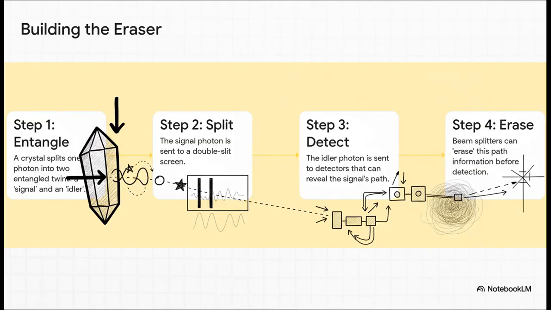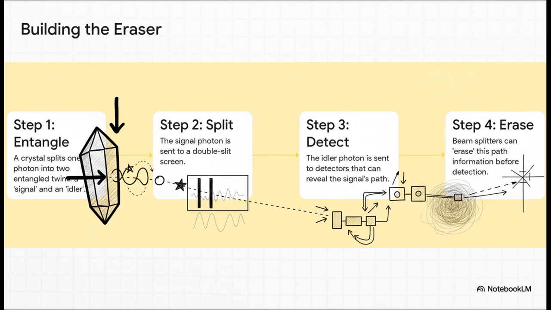To test this, they built this incredibly ingenious contraption. Let's walk through it. First, it starts with a special crystal that creates a pair of entangled photons. Think of them as quantum twins. They're linked in this spooky way, so what happens to one is instantly correlated with the other, no matter how far apart they are. We'll call them the signal photon and the idler photon. Step 2. The signal photon flies off to the double-slit screen, just like in our first experiment. Step 3. Its twin, the idler, goes on a totally different journey, one that's designed to tell us which slit its signal twin went through.